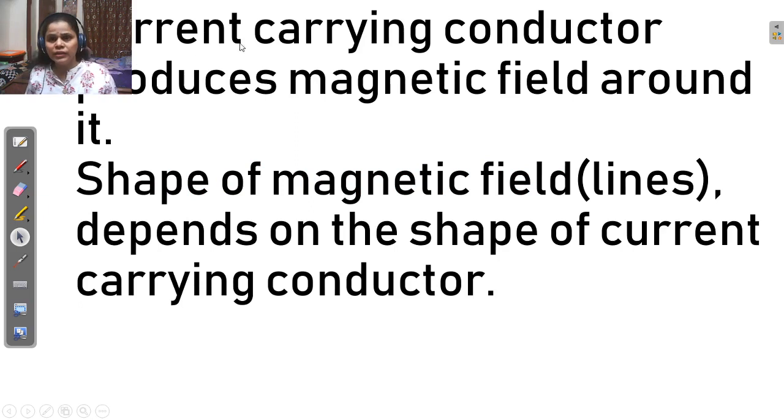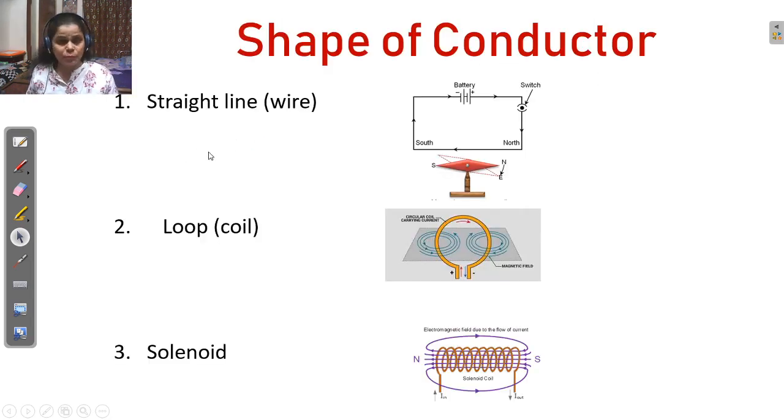Students, a current carrying conductor means a wire through which current flows. A current carrying conductor produces a magnetic field around it. The shape of the magnetic field, that is the lines, depends on the shape of the current carrying conductor. What is the meaning of this? It means there are three types of shapes of conductors.